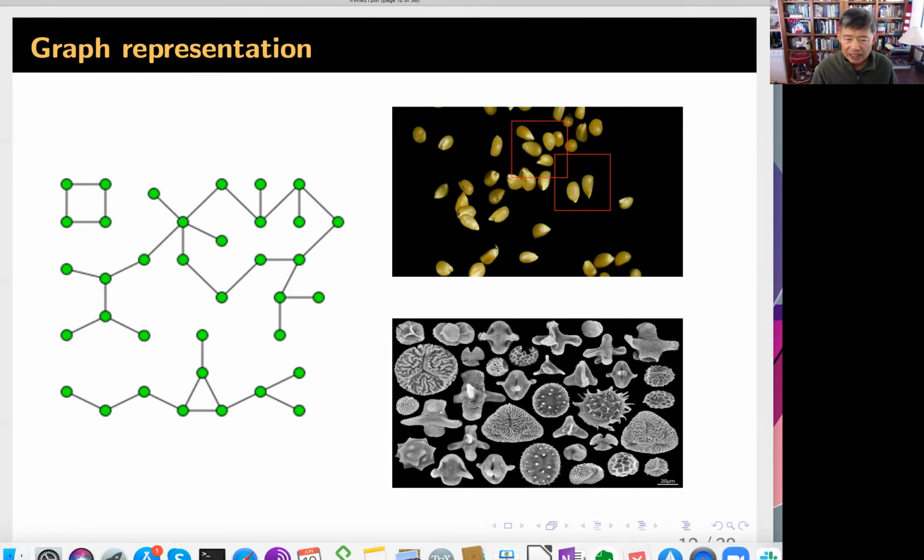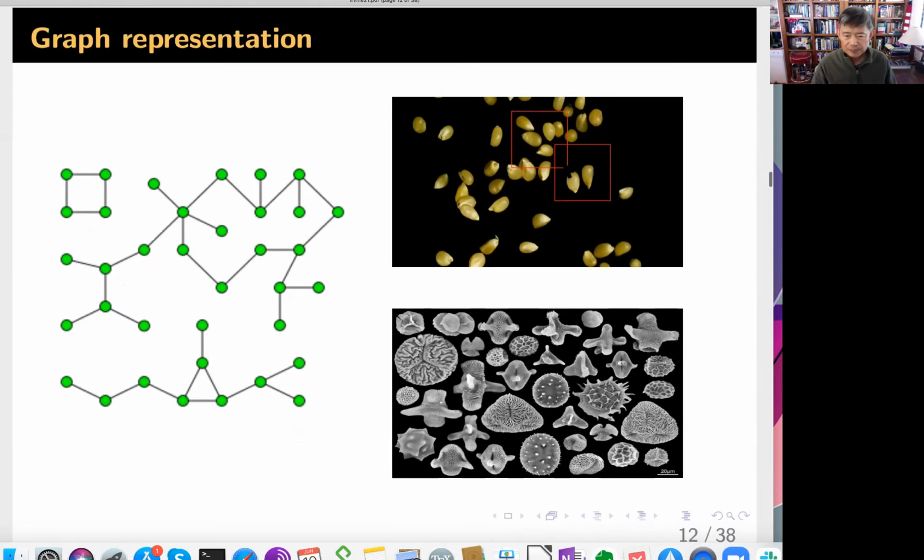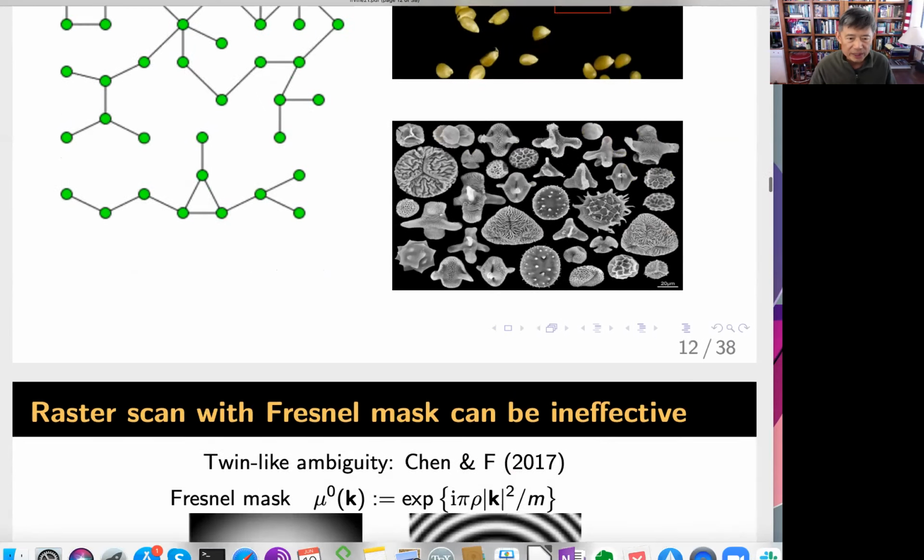Okay, on the other hand, if you work with something that is more full in the whole domain, then no matter how you place it, if your window overlaps sufficiently, you'll probably satisfy this connection requirement that I explained. All right, so graph representation.